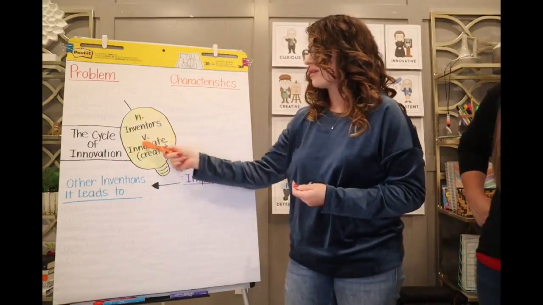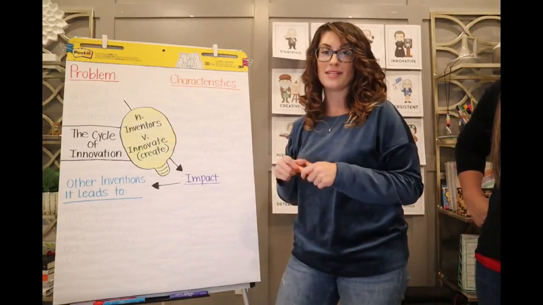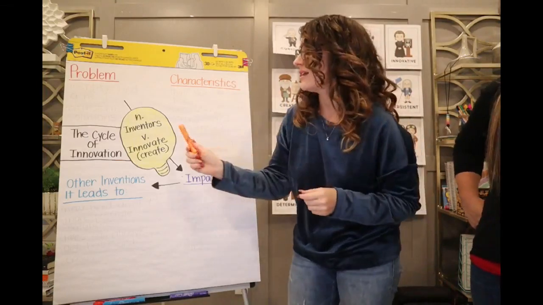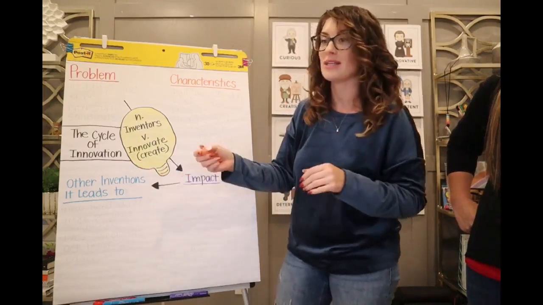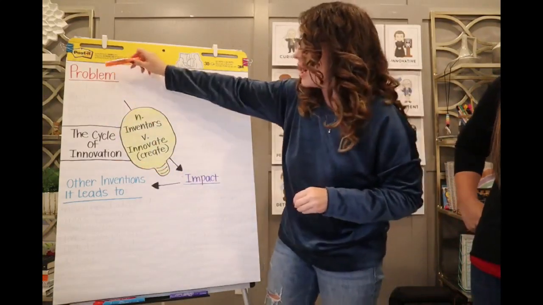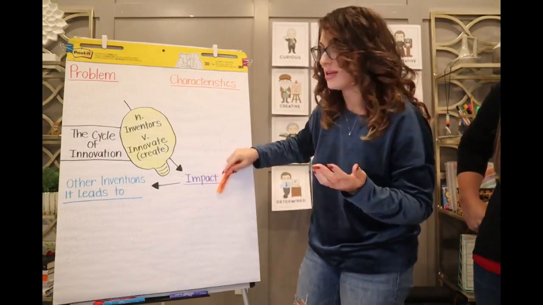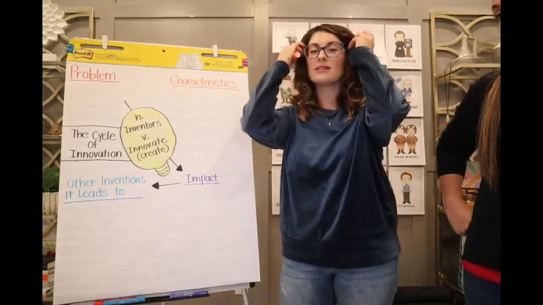So we've got those words here in the middle, and I chose a light bulb because that's a visual representation for ideas and inventions. And then I'm titling this poster The Cycle of Innovation, because basically we're going to show students how a problem gets turned into a solution where there's an impact, and then how that leads to other inventions down the line.